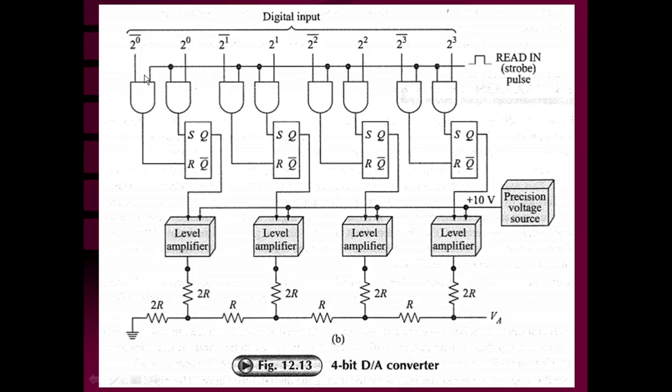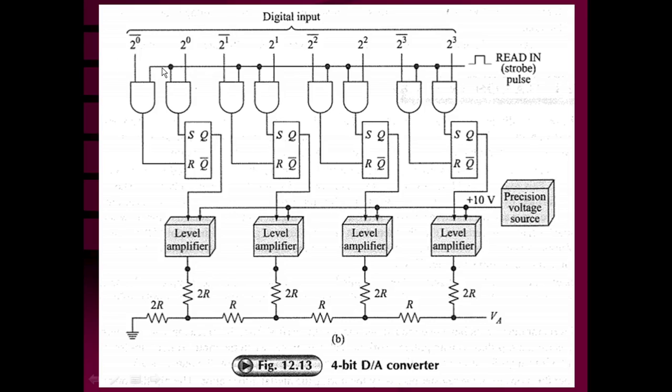When the read-in line is high, both inputs of this AND gate are high and S becomes 1, R becomes 0, that will set the flip-flop and the output of the flip-flop is going to be 1, that means the input to the level amplifier is going to be high. And here the precision voltage source is providing a constant, fixed voltage. So the output of this is a precise VCC voltage available to the LSB of the resistive divider network or 4-bit ladder network, and this is going to be the LSB.